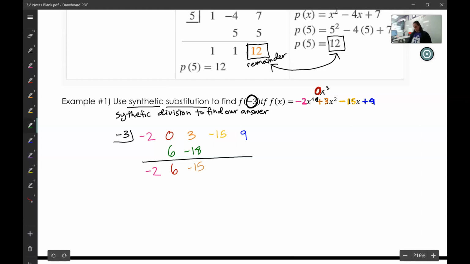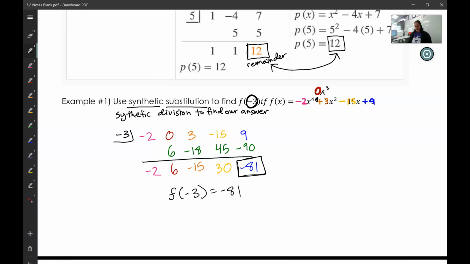I have more columns, so repeat it again. -15 times -3 is +45. Add my column, gives me 30. I still have more columns, so repeat it again. -3 times +30 is -90, which I then add down the column to get -81. We did all that because that should be the answer when we plug -3 in. So if I plug -3 into this equation, I should get -81.